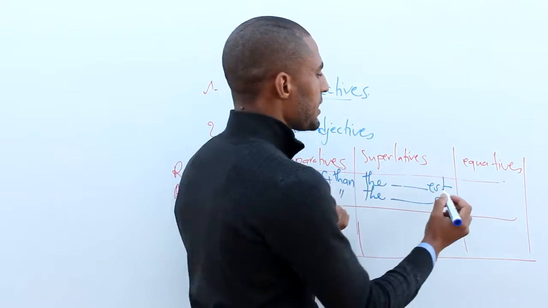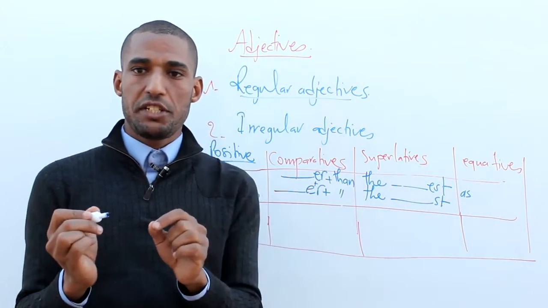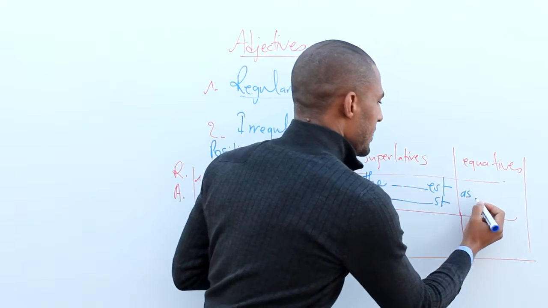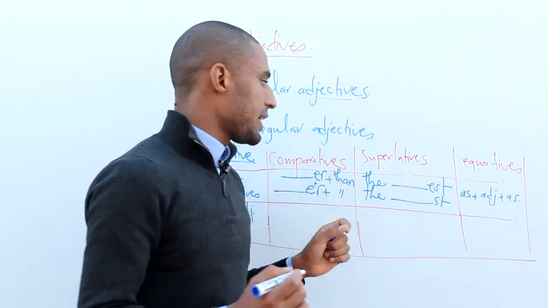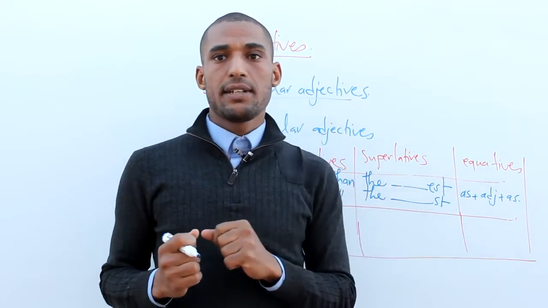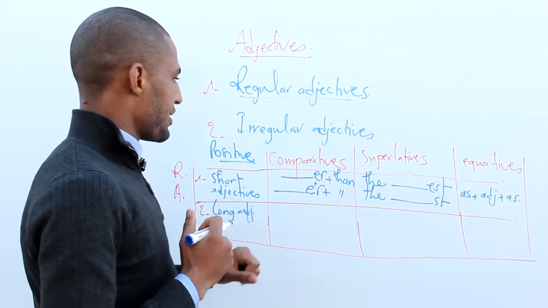For the equative, it's the same. To form the equative, we have to put the adjective between as and as. As plus adjective plus as. We say this house is as big as my house, right? Good. Let's move on to the long adjective.